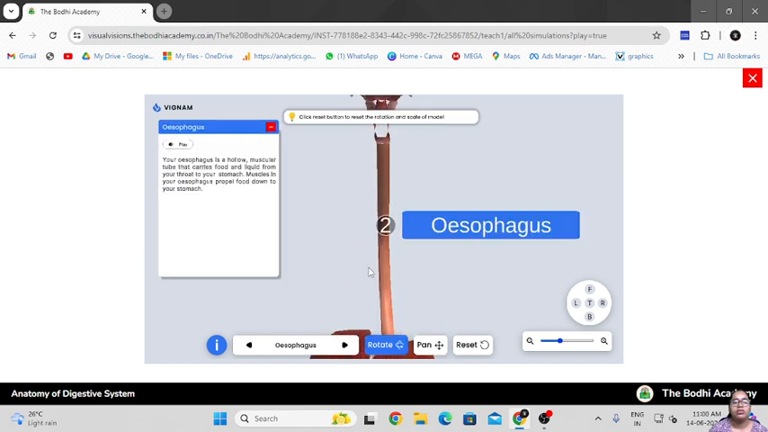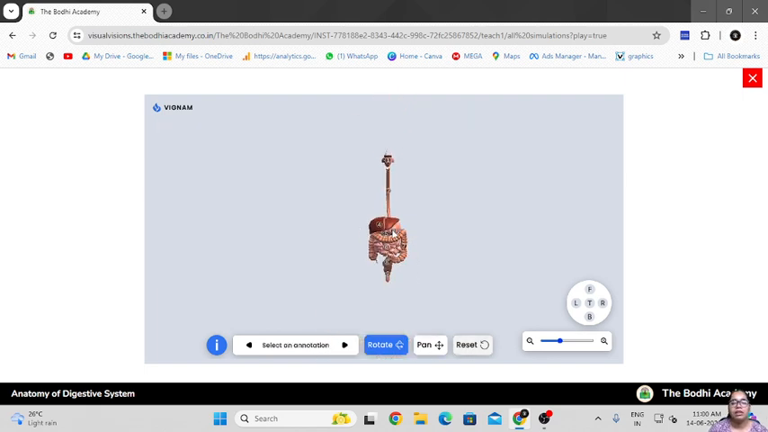It will travel down through the esophagus into our stomach. The main function of the esophagus is to transport the partially digested food from the mouth to the stomach. Then the food reaches our stomach.